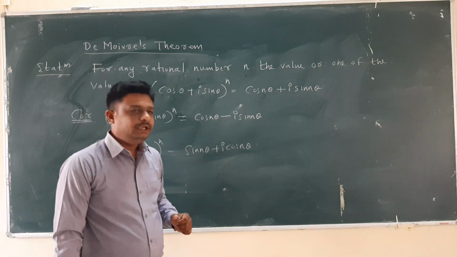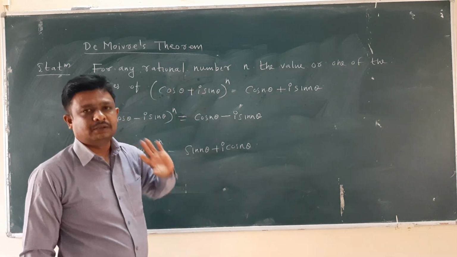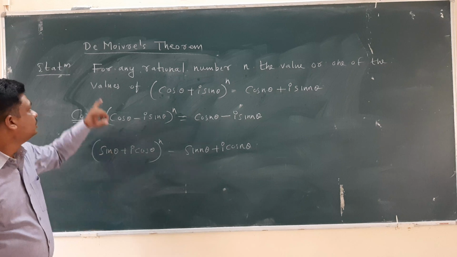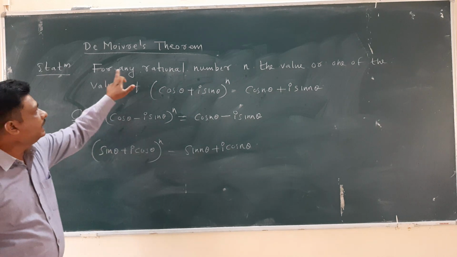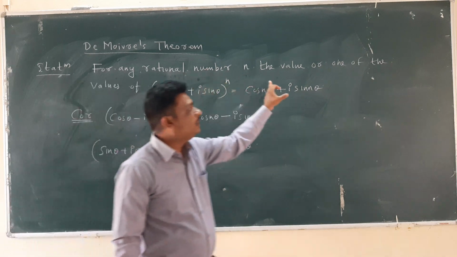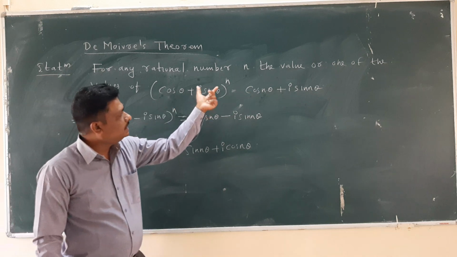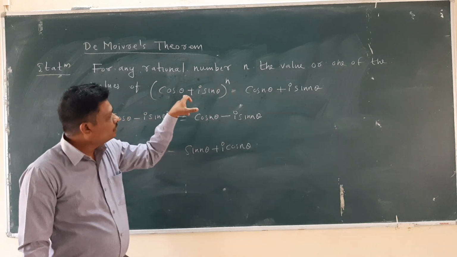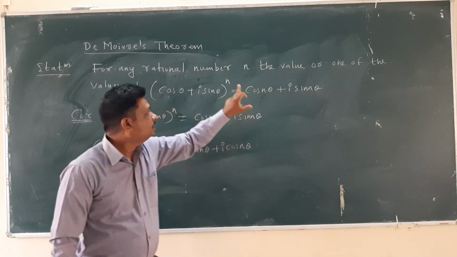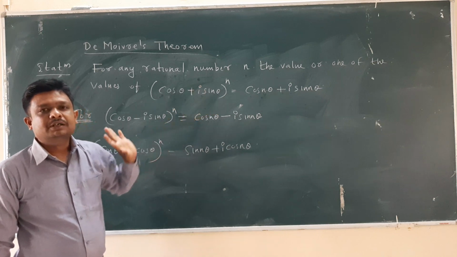Today we are going to see De Moivre's theorem and some problems on De Moivre's theorem. So first, see the statement of De Moivre's theorem. The statement is like this: for any rational number n, the value or one of the values of (cos theta plus i sin theta) to the power of n, we can write as cos n theta plus i sin n theta. So the power n is multiplied to the theta. This is De Moivre's theorem.